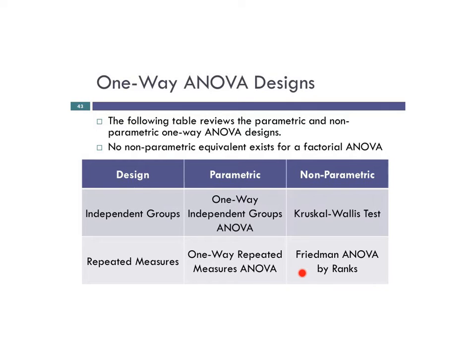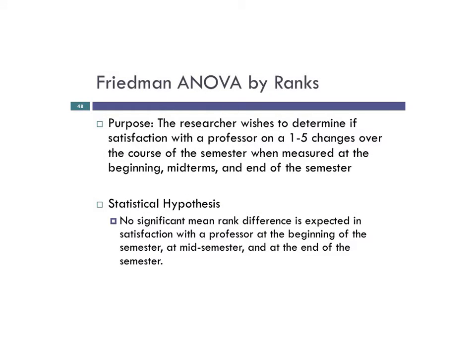Now, because you've been doing this same setup in t-tests and ANOVAs now for four lectures, I'm not going to spend a ton of time. I'm basically just going to introduce you to a very basic example and show you the SPSS output. So the purpose here is the researcher wishes to determine if satisfaction with a professor on a 1-5 scale changes over the course of the semester when measured at three different time periods, beginning, midterms, and end of the semester.